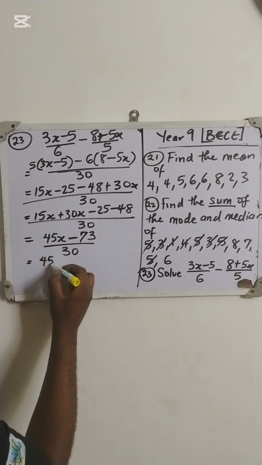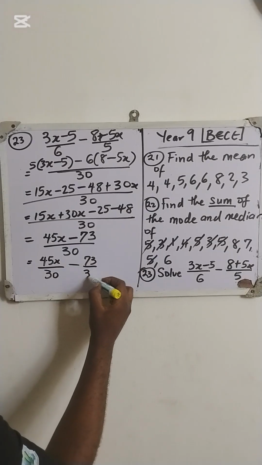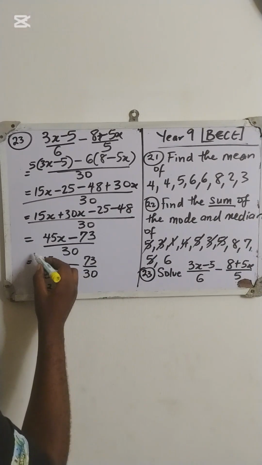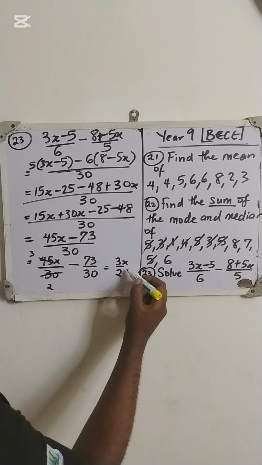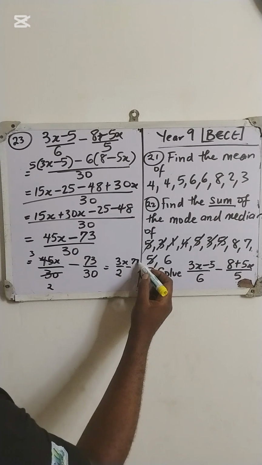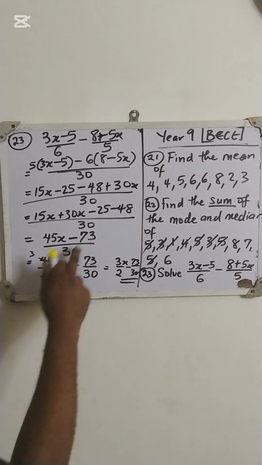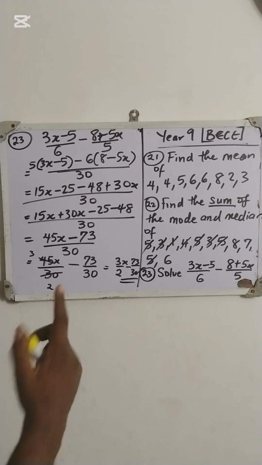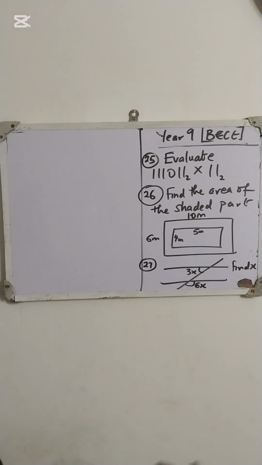Except you want to split it. 15 will go here 2 times. 15 will go here 3 times. So we have 3x over 2 minus 73 over 30. We can't break this down. There's no common factor between 73 and 30. So our answer stays right there. Okay, so that's it.